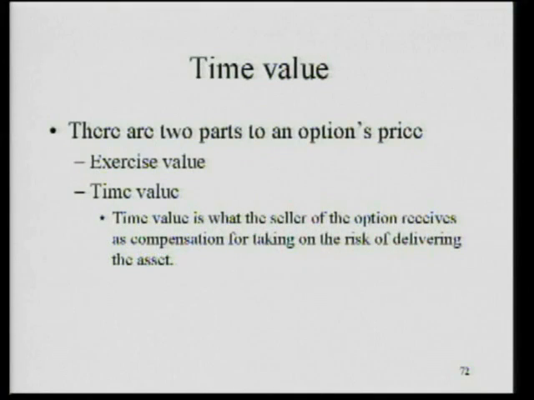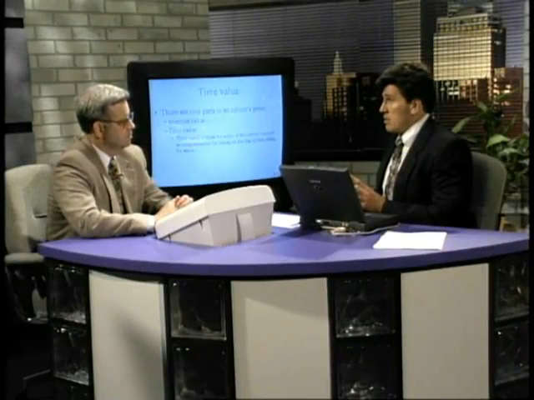We're going to look at time value and how its impact influences the value of an option. There are two parts to an option price: the time value and the exercise value. Those previous exercises that we went through were isolated strictly to the exercise value of the option. The time value is that added amount above and beyond the exercise value, and the time value is what the option seller gets as compensation for taking on the risk of delivering something to you in the future, be it cash or the asset.